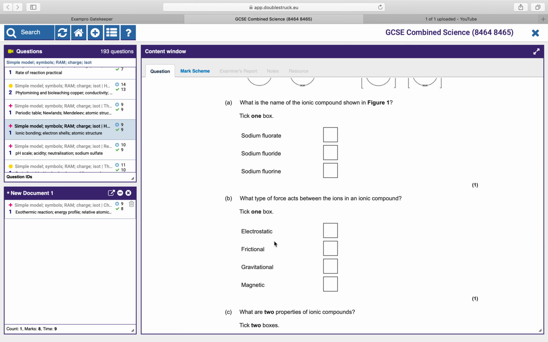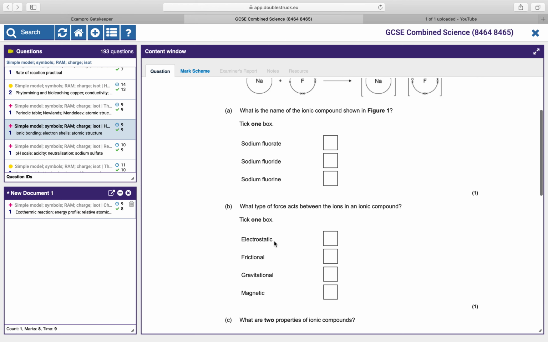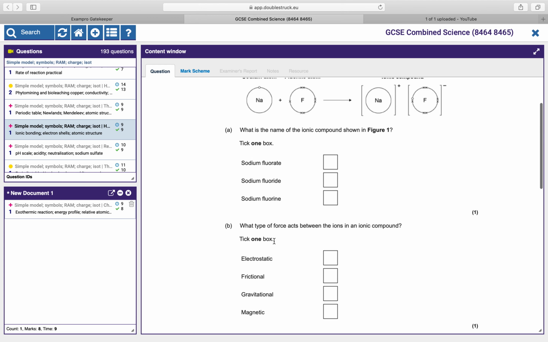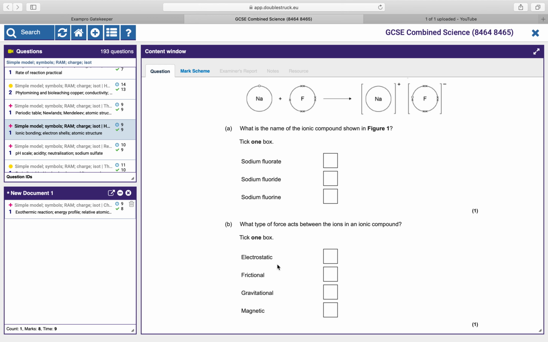What type of force acts between ions in an ionic compound? It's known as an electrostatic force. It's well worth committing that to memory.